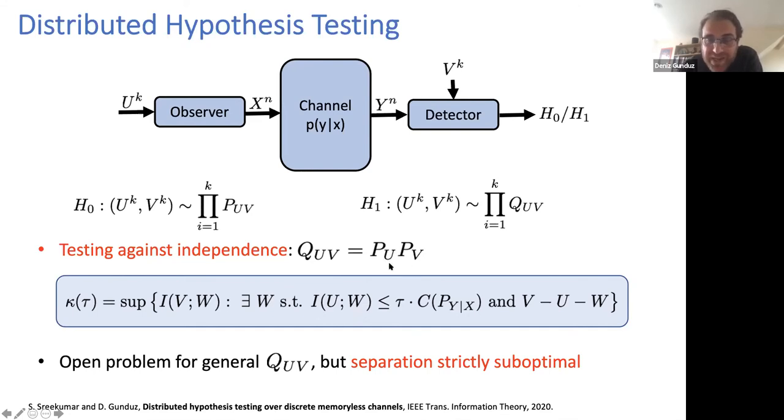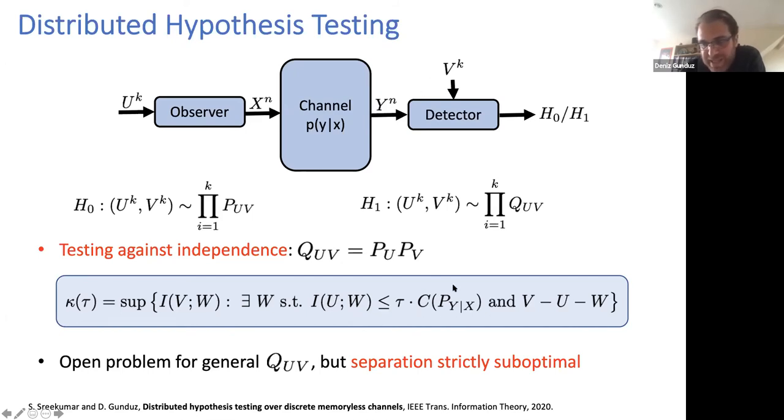This holds when we are testing against independence. But in general, when testing against an arbitrary joint distribution, we don't know the optimal performance, but we can prove that separation is strictly suboptimal. In testing against independence, the optimal performance actually depends separately on the source parameters, what we observe, U and V, and the channel.